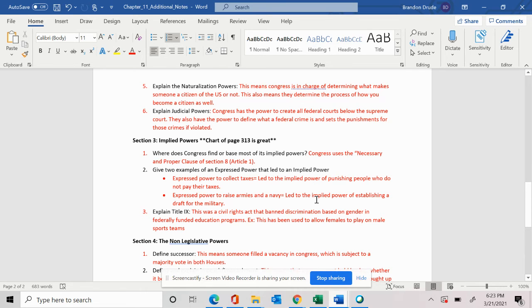But again, if you are a strict constructionist, you believe implied powers shouldn't be there because they're not directly stated in the Constitution. If you are a liberal constructionist, then you believe in implied powers.